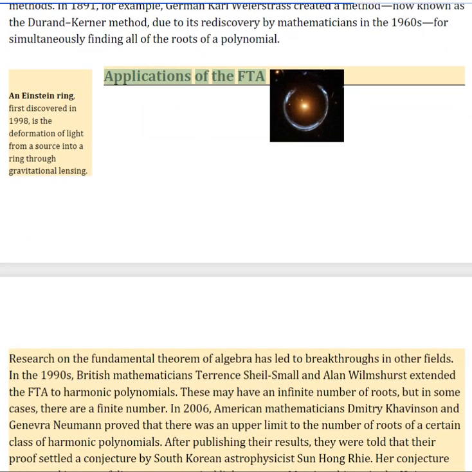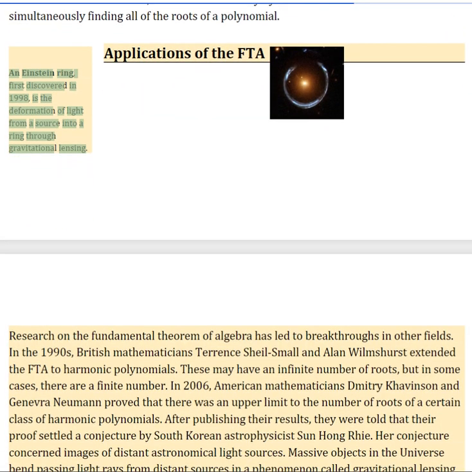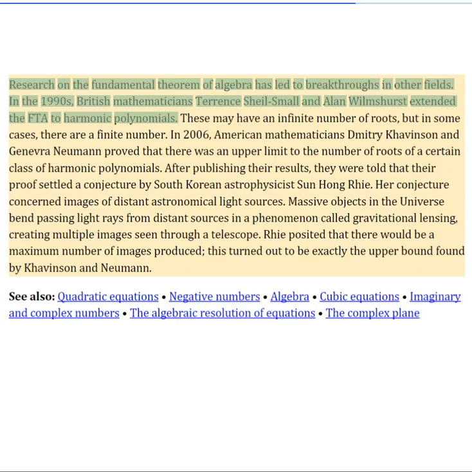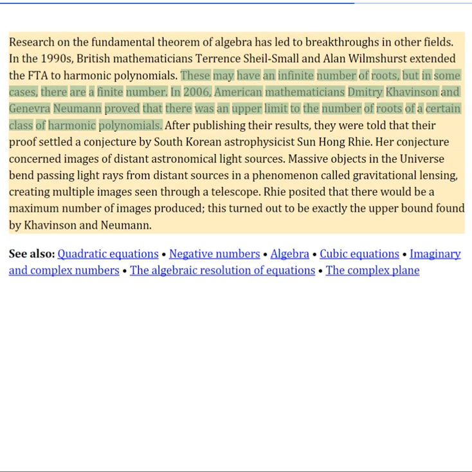Applications of the FTA. An Einstein ring, first discovered in 1998, is the deformation of light from a source into a ring through gravitational lensing. Research on the fundamental theorem of algebra has led to breakthroughs in other fields. In the 1990s, British mathematicians Terence Sheil-Small and Alan Wilmshurst extended the FTA to harmonic polynomials. These may have an infinite number of roots, but in some cases, there are a finite number.